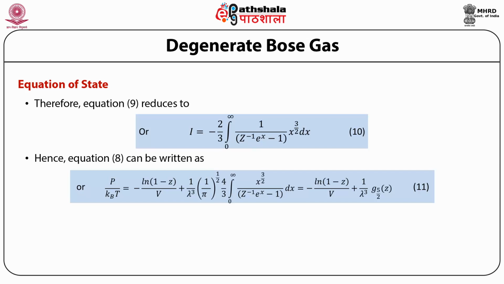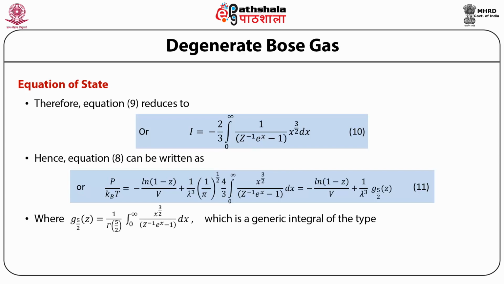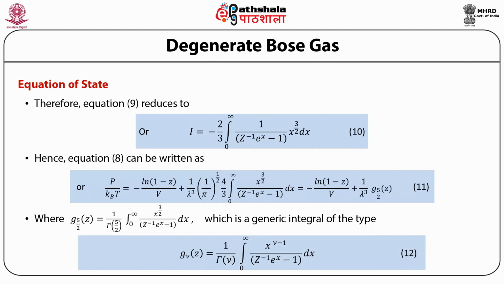g of the order of 5 by 2 of z, where g of the order of 5 by 2 of z is equal to 1 upon gamma function of 5 upon 2 integral from 0 to infinity x raised to power 3 by 2 divided by (z raised to power minus 1 e raised to power x minus 1) dx, which is a special case of the integral of the type g of order nu of z is equal to 1 upon gamma nu integral from 0 to infinity x raised to power nu minus 1 divided by (z raised to power minus 1 e raised to power x minus 1) dx.